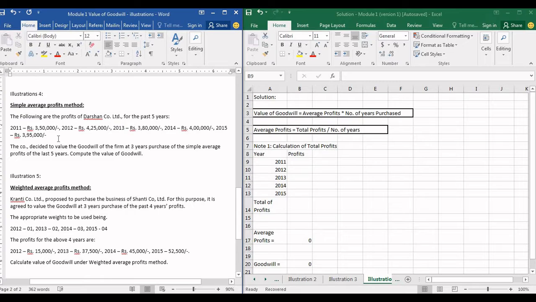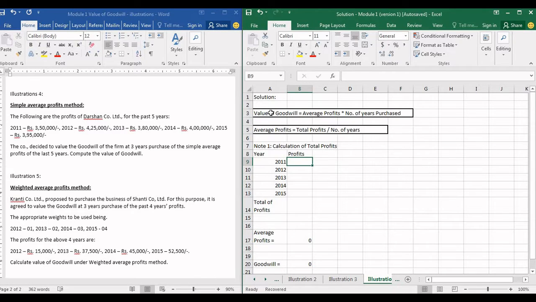If they ask you to find out the value of goodwill based on average profits. However, in this illustration, they have clearly mentioned that we are supposed to use the simple average profits method, and goodwill of the firm will be 3 years purchase of the simple average profits of the last 5 years. So we have to take these 5 years, compute average profits, and then find out the value of goodwill.